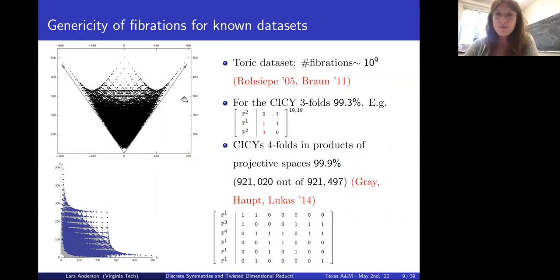Notice the symmetry of this diagram. This is mirror symmetry exhibited for Calabi-Yau threefolds. And this was the known set of topologies generated by the Kreuzer-Skarke data set. And you can ask within those, how many of those exhibit these fibration structures?